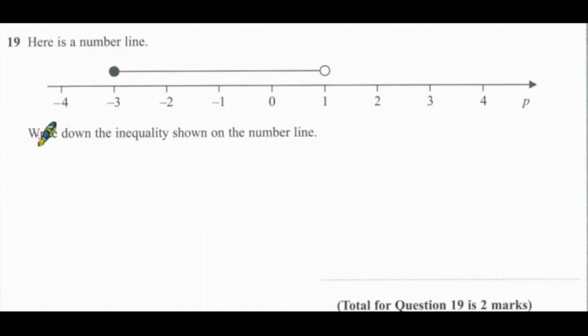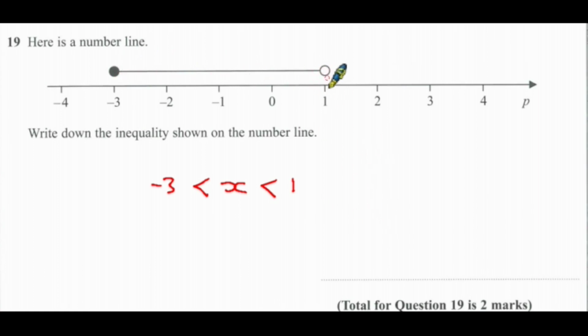Question 19, we have a number line and we have to write down the inequality shown on the number line. Well, we are looking with a number line the values of x, so x is going to be in the center of the inequality. The next thing we look at are the two extremes. So we have 1 at one side and we have -3 at the other. We know that x is larger than -3 and smaller than 1 because x is all the values in between.